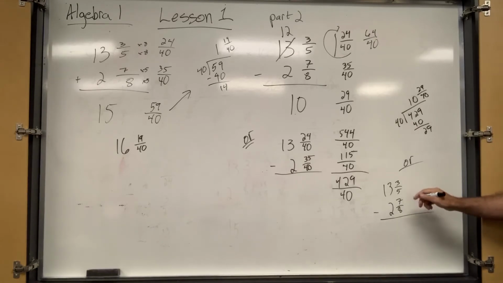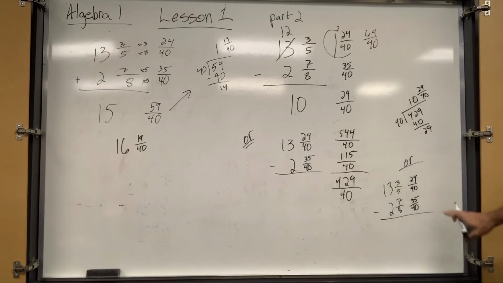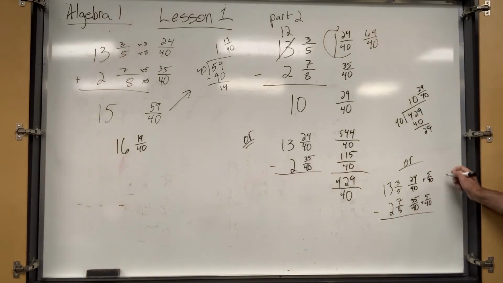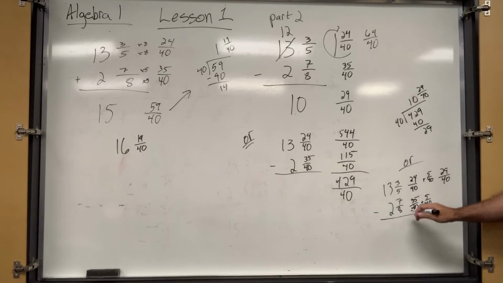So this is still 24/40 and 35/40. Well, if I just added 5 more 40ths to this, look what happens. Plus 5/40, plus 5/40. I get 29/40. And then I get 0. I get nothing here. But what happens is I add 1 to this. So then this becomes 40/40.